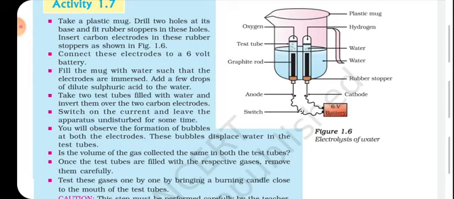Take a plastic mug, drill 2 holes at its base and fit rubber stoppers in its holes so that the water cannot enter. Connect these electrodes to a 6 volt battery. Fill the mug with water such that the electrodes are immersed. Add a few drops of dilute sulfuric acid to the water.